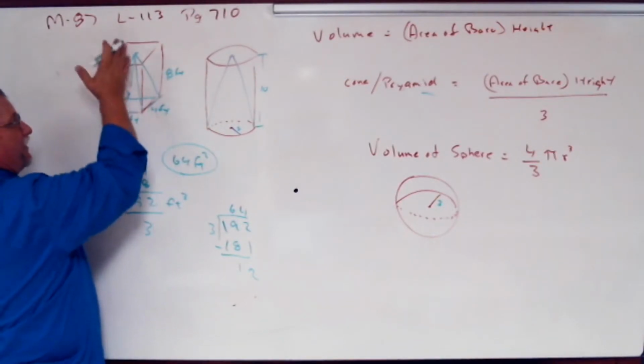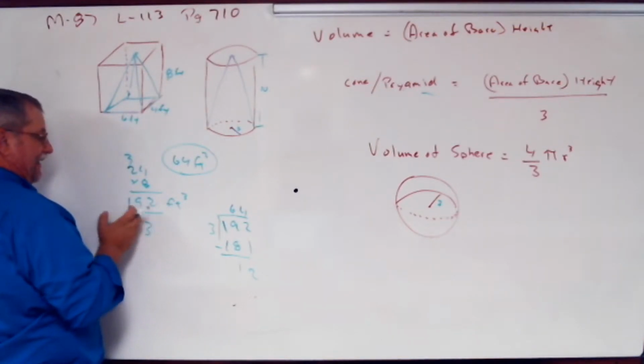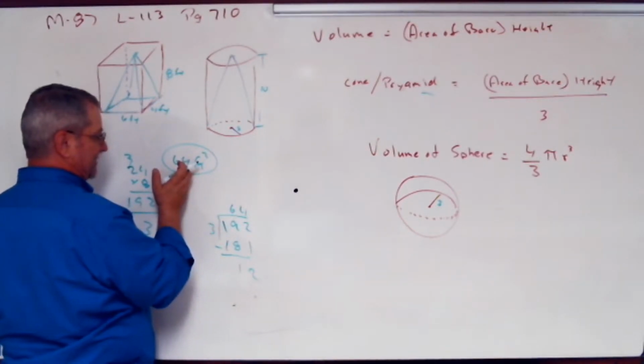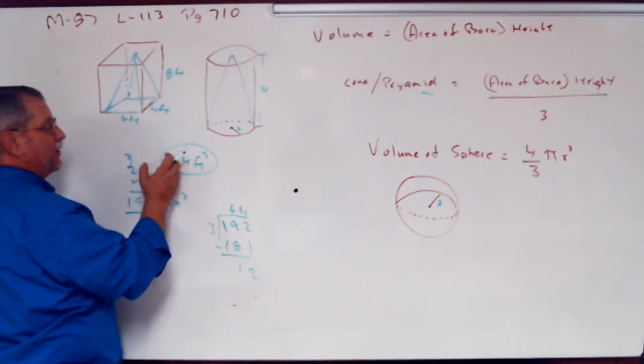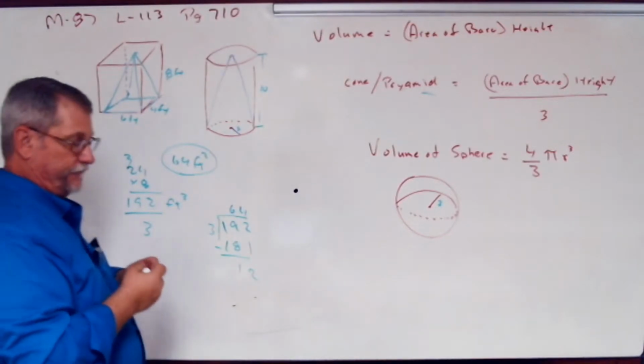This is the volume of that pyramid. I take the volume of the whole thing, this times this times this, right here, and divide it by 3. In this case, I can divide it by 3, and I do. That's the answer. If it came out with a fraction, I'd leave the fraction, and there's the answer. Okay?